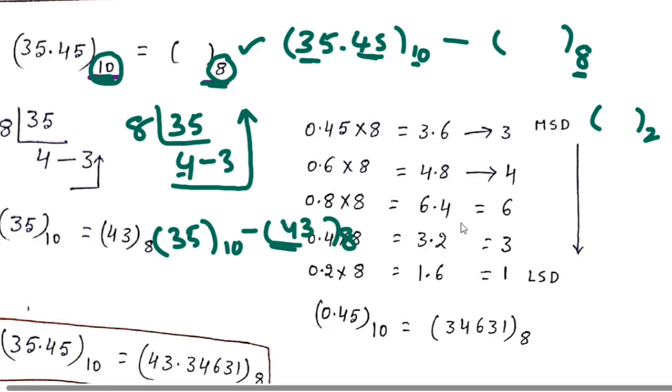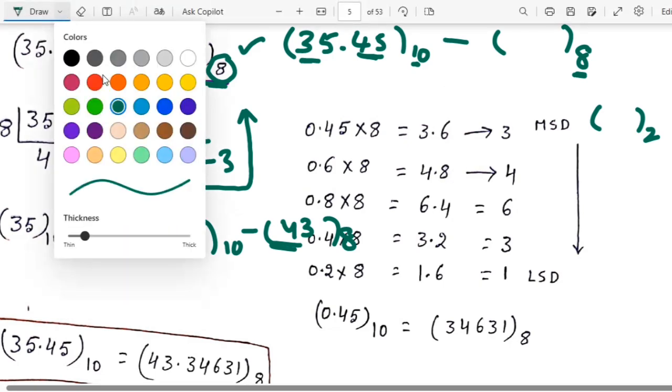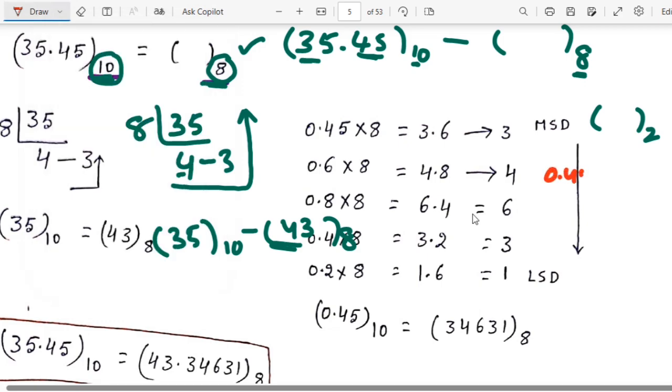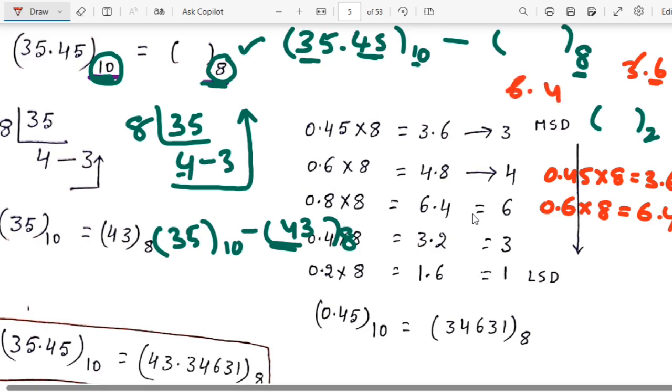Next we are going to talk about the fractional part. What is the fractional part here? 0.45 into 8. The answer is 3.6, just multiply using the calculator. We got 3.6, so ignore the 3 and take 0.6. 0.6 into 8 becomes 6.4. Ignore the 6, and 0.4 into 8 gives us 3.2. Ignore the 3, and 0.2 into 8 gives us 1.6.